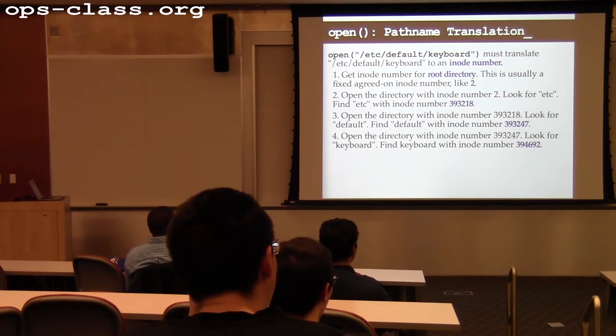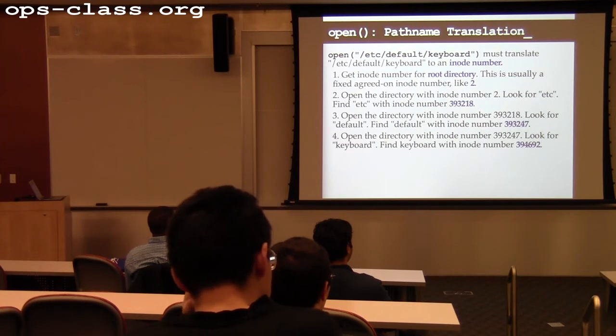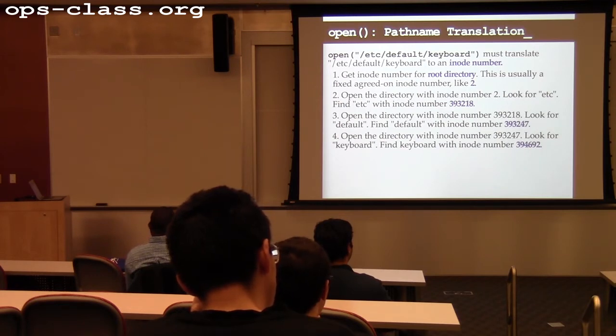Yeah, so especially if these inode numbers are sprinkled all over the disk, right? If I actually have to go to disk to grab each one of these inodes and open the contents, then I'm going to watch the little disk head jump all over the disk, right? So this is potentially a performance issue. And again, we come back to caching.